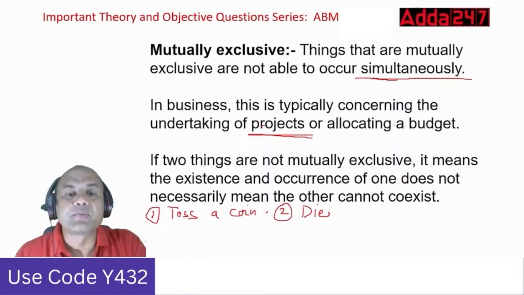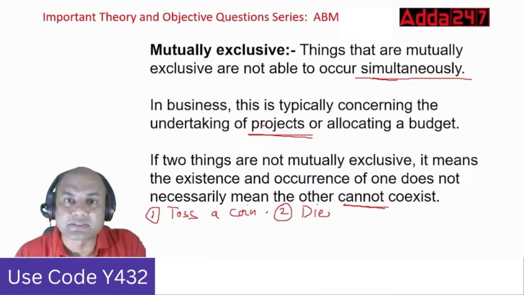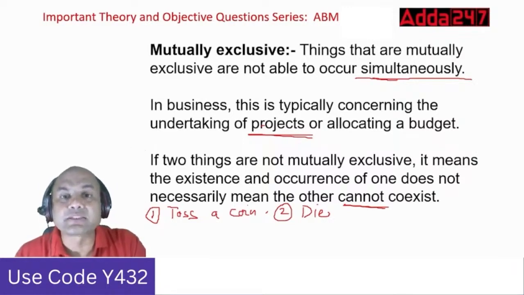Okay. If two things are mutually exclusive, it does not necessarily mean the other cannot coexist. What does it mean? It means that suppose I fail in any business, it doesn't mean I can't succeed. It can coexist. It can exist, but not at the same time. It can come at some other time. That is known as exclusive.